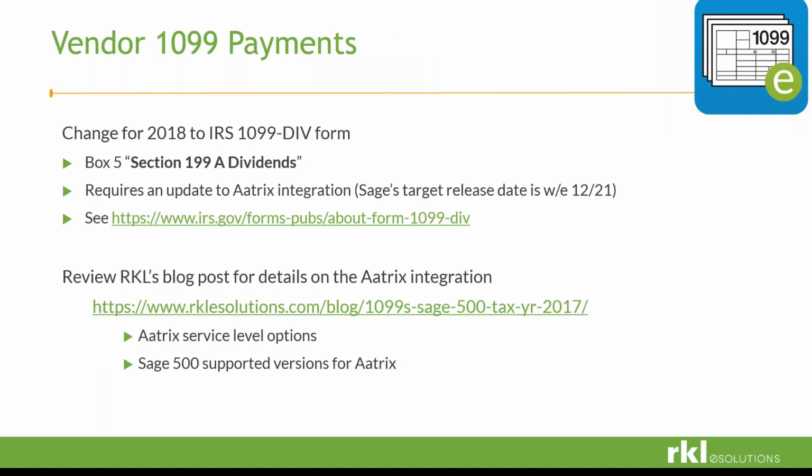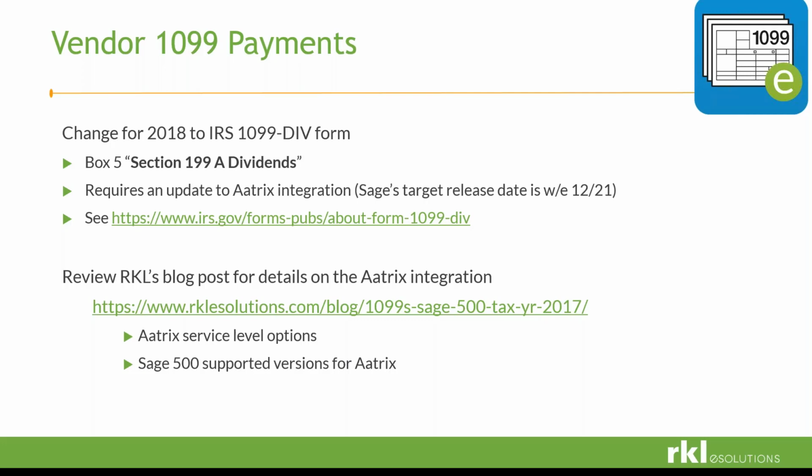The other hot topic, or one of the other hot topics for year end, is generally 1099 processing. The IRS has made a change to the 1099 dividend form for 2018. They have added a new box 5 labeled Section 199A dividends. That change does require an update to the Avalara integration if you are using that within Sage 500.